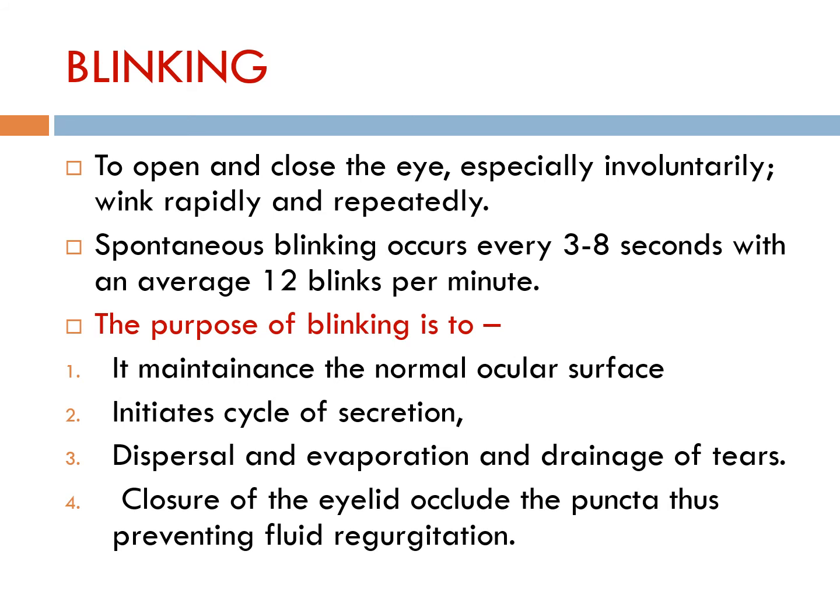Coming to blinking, to open and close the eye, especially involuntarily, with rapidity and repeatedly, is called blinking. Spontaneous blinking occurs every 3 to 8 seconds, with an average of 12 blinks per minute. Lid closure is a result of activity and co-inhibition of two groups of muscles: the protractors of the lid, that is orbicularis oculi, corrugator and procerus, and the voluntary retractors of the eye, that is frontalis and LPS.